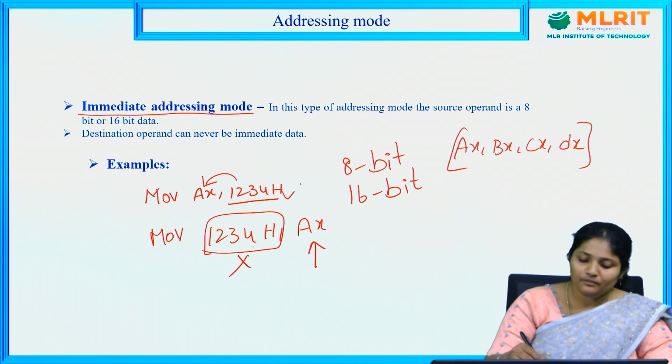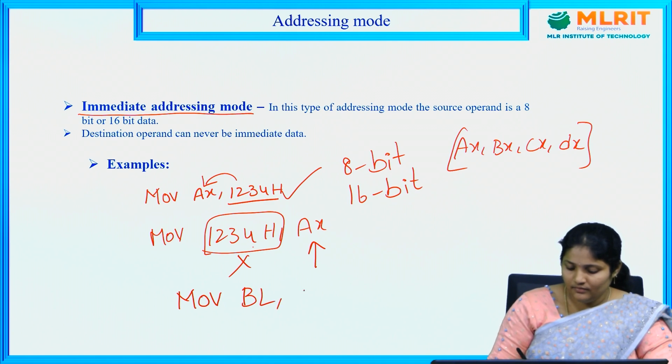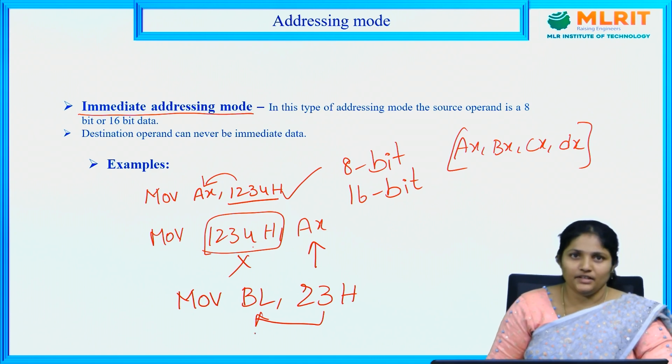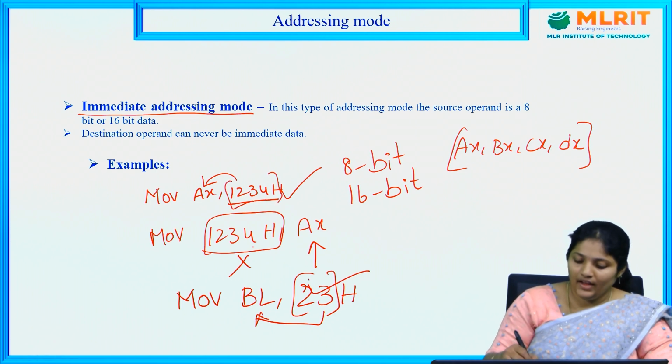So the instruction is, we can take like this, so here 2, 3 immediate data is moving to the BL register. BL register is the lower byte of the BX register, which will have only 8 bits of data. We can write the direct data of 8 bits or 16 bits in this addressing mode.